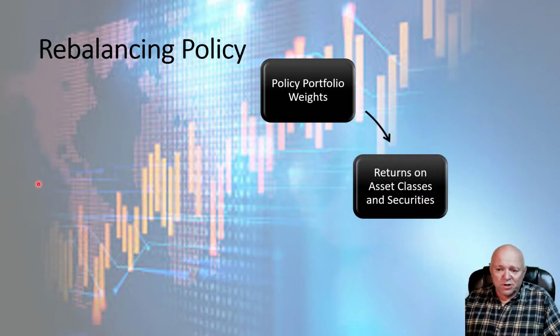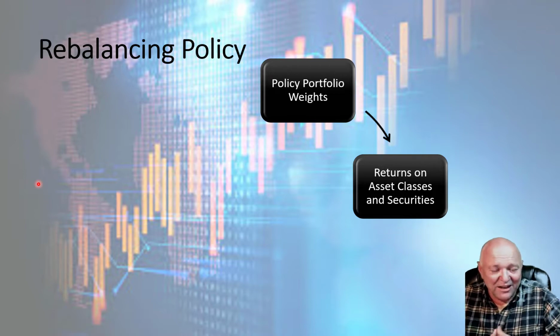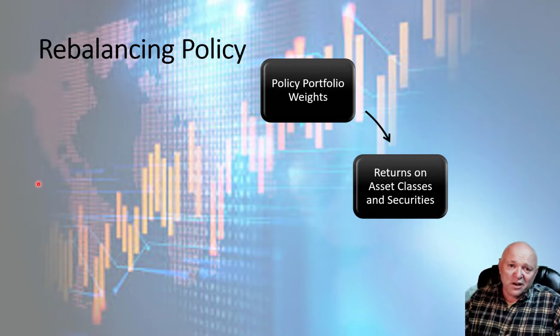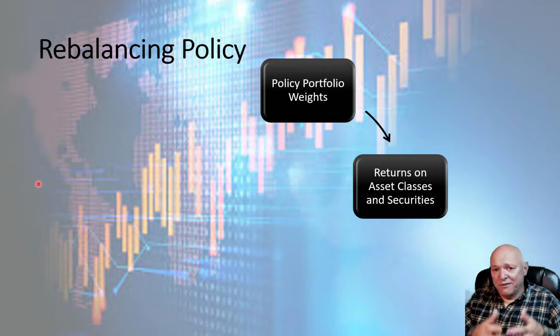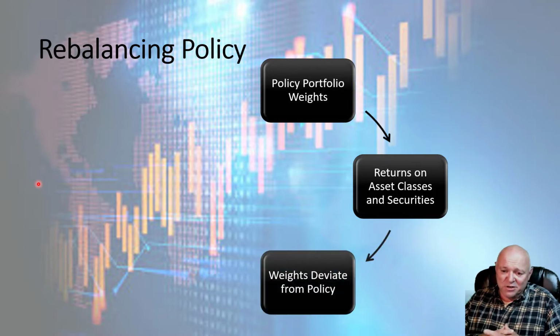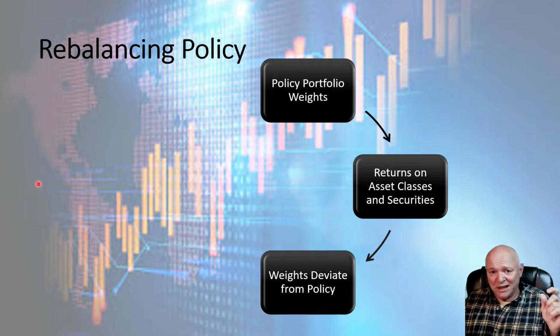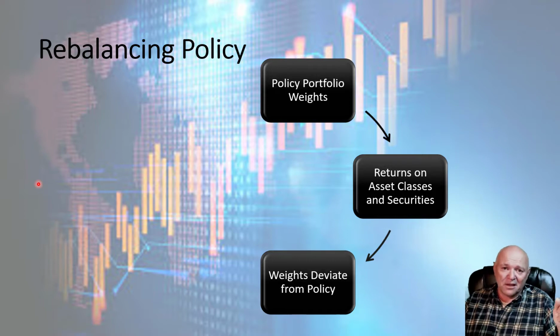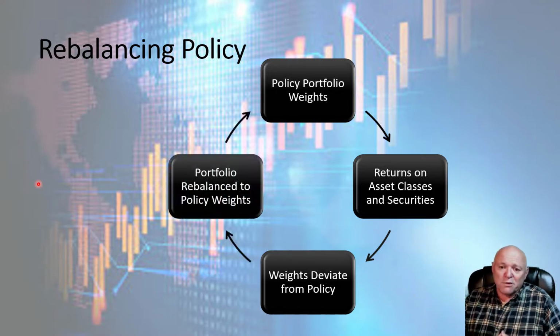Then we observe the returns to those asset classes and securities over time. So after a year, we have a high return in one segment, a lower return in another segment. And then once we've observed that, the next thing we do is identify deviation from policy. We planned on having 20% in this category. Because of growth, it's now up to 25%. And that's when we should start to think about, perhaps, rebalancing.